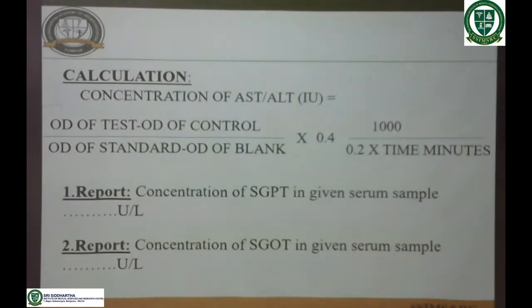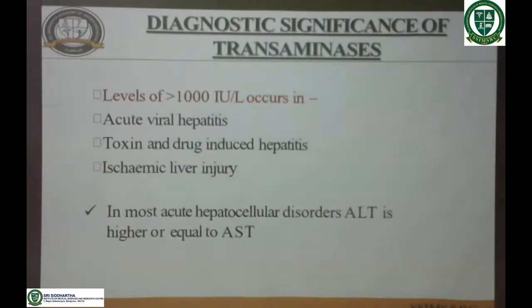Next, concentration of SGOT in the given serum sample is equal to the value. Next, the diagnostic significance of the transaminases. If the concentration of AST and ALT is more than 1,000 international units per liter, these levels can occur in acute viral hepatitis, toxin and drug induced hepatitis, or ischemic liver injury. So in these conditions, the concentrations will be more than 1,000 IU per liter.